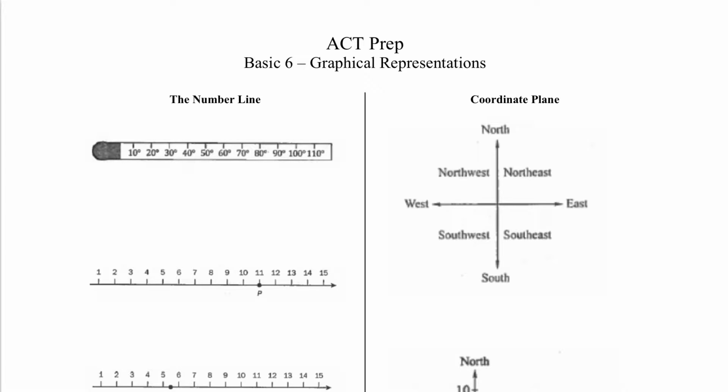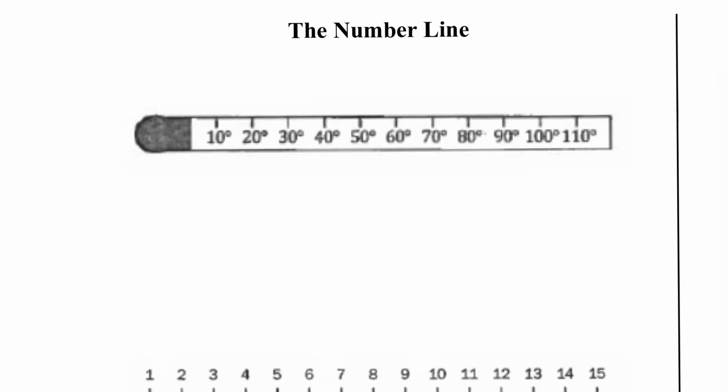This is basic 6 notes, graphical representations, and we're going to be looking at number lines first. This here is supposed to be like a thermometer, which I believe you've seen before. So you can see here zero is down in this location, and then we get 10 degrees, 20 degrees, 30, 40, 50, 60, 70, 80, 90, 100, 110. That really is a great representation of what a number line is.